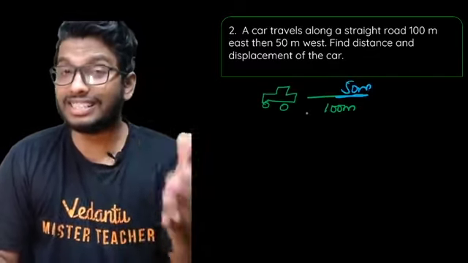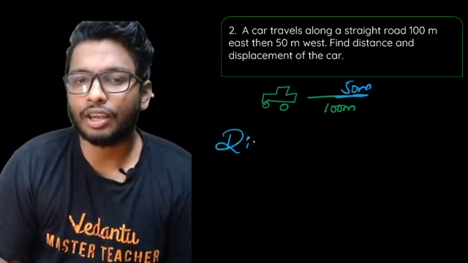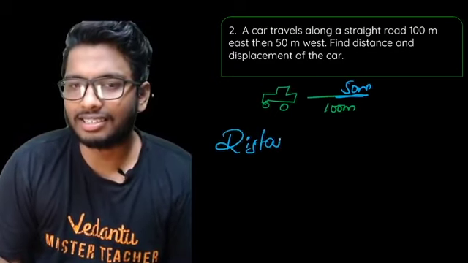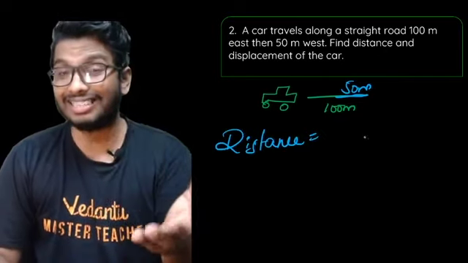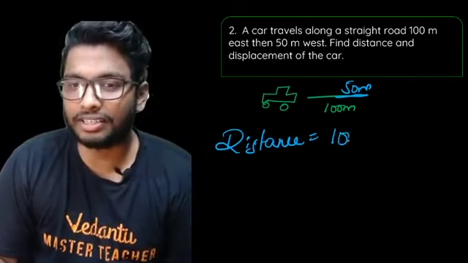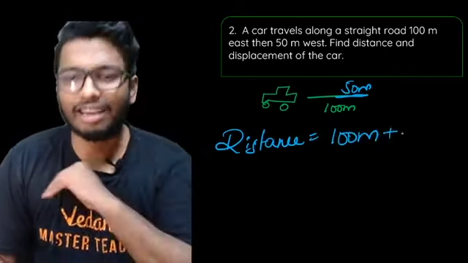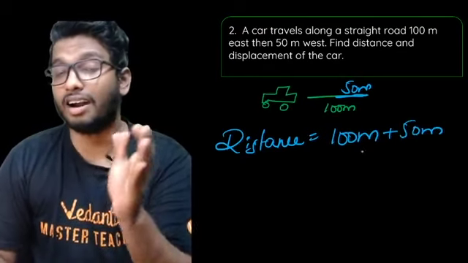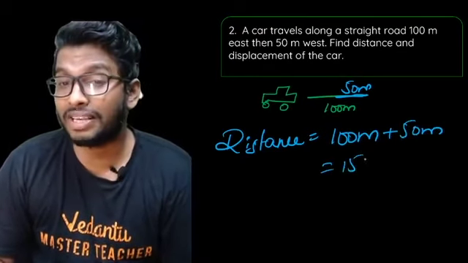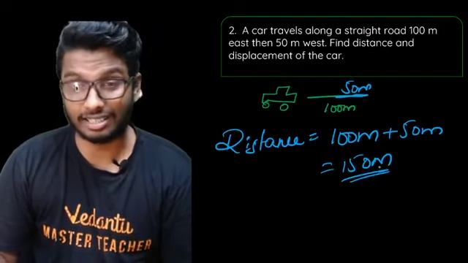So what is the distance traveled? You guys know the answer to that. Distance is basically the path taken. In this case, it's 100 meters towards east and then again 50 meters towards west. So that is 100 plus 50, which makes it 150 meters. So that is the distance traveled.